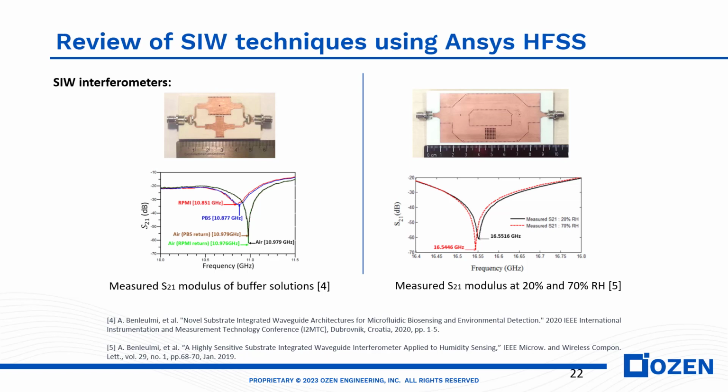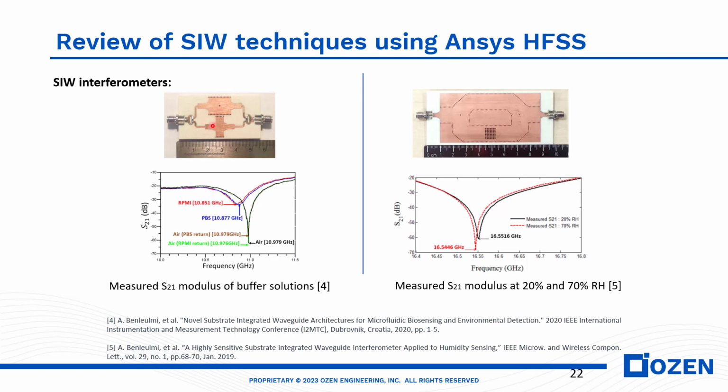An additional technique for developing SIW biosensors using Ansys HFSS is radio frequency interferometry. Here we can see two different ways of implementing interferometers. An interferometer generally consists of two arms. Here we have a sensitive arm and a reference arm. We have a power divider and combiner. So we have a signal that comes here, and this is the input. We have a signal that splits here, and one half goes through the sensitive arm, the other half goes through the reference arm, then they combine here at the output level.